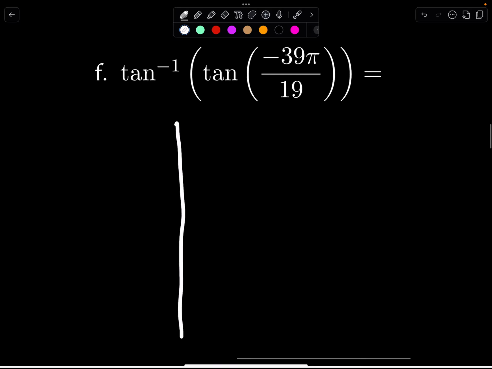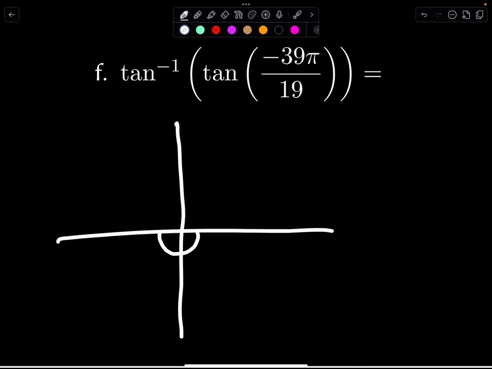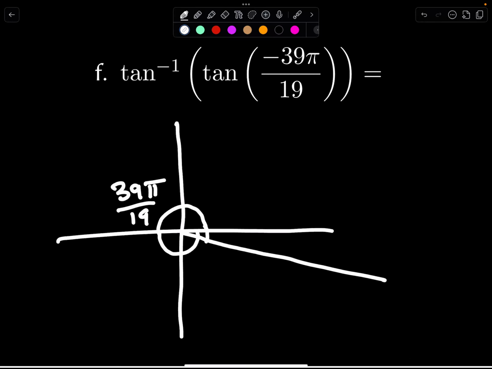Okay, so negative 39 pi over 19. Let's see, so here's 19 pi over 19. We're going negative. And then 38 pi over 19, because 38 is 2 times 19. And then a little bit more. This is kind of interesting. Okay, so that is 39 pi over 19. So if you subtract off 2 pi, you get this little tiny reference angle here. That's going to be pi over 19.